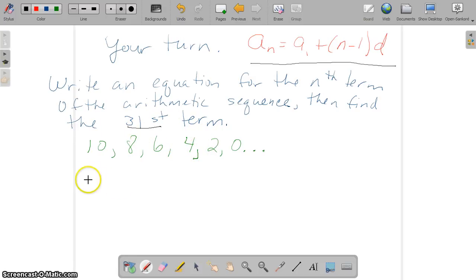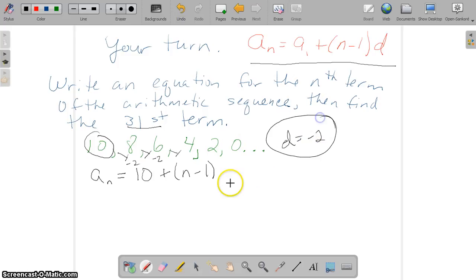Okay, so let's break this down. A sub n equals A sub 1, that's the first term, 10, plus n minus 1 times d. You've got to know the difference. We're subtracting 2 every time, or adding -2. So -2 is my difference. So I'm going to put a -2 here, okay? So I'm going to rewrite this just to make it a little bit neater. 10 plus, I'm going to put the -2 in front, n minus 1, okay? Now, n is 31. I want to know what the 31st term is.